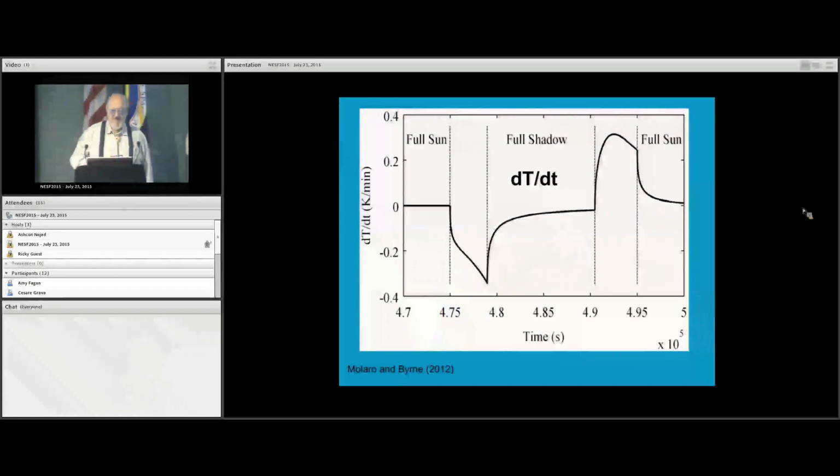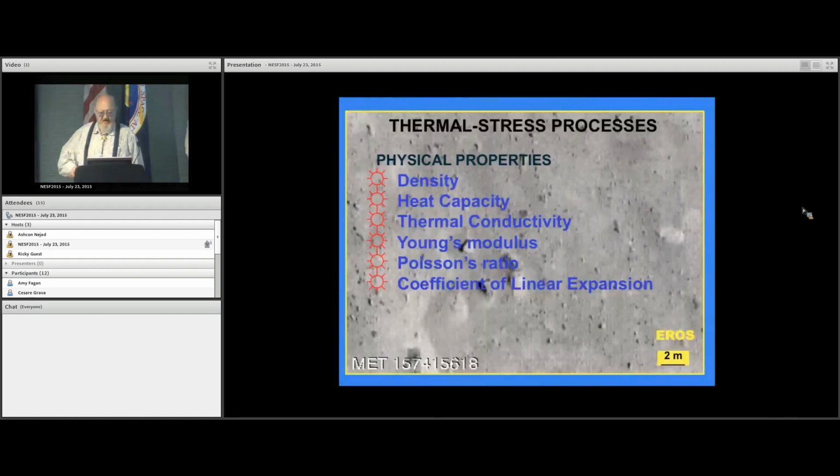Just another way of looking at this is delta T over dt, to see how things are. Nothing happens during full sun. Then temperature changes, gets cold, down, big compressional stress, then extensional stress. Just another way of looking at it. All these different properties have to be fed into these models.